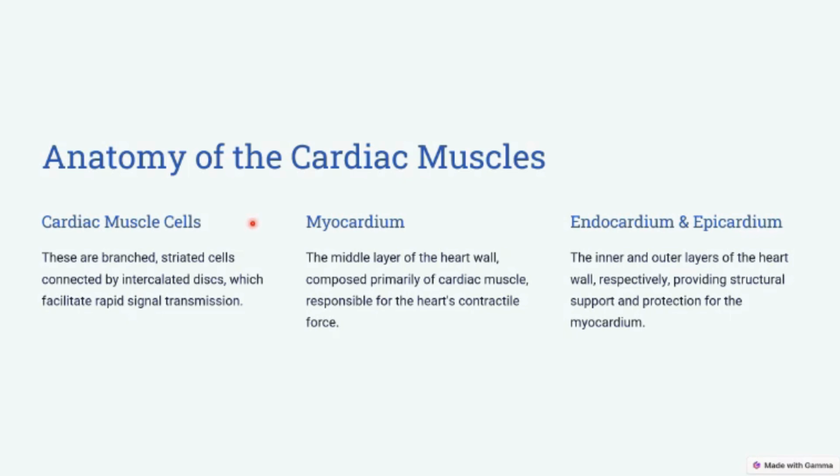So this intercalated disc is one of the most important features. These are special junctions between the cells that help synchronize the heart's contractions and allow electrical signals to pass quickly from one muscle cell to another.